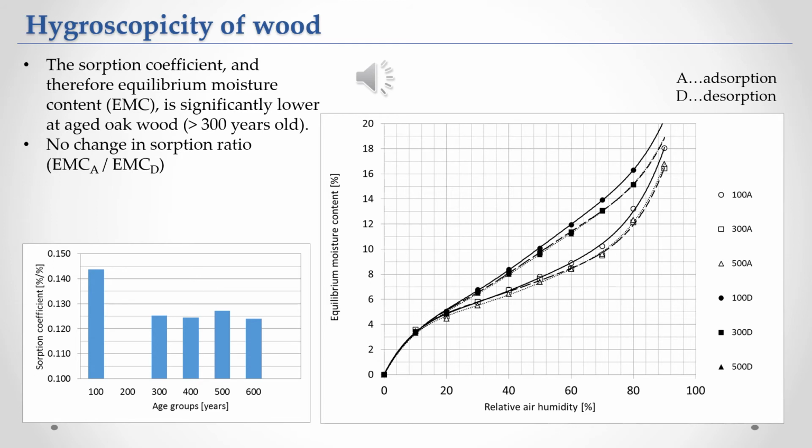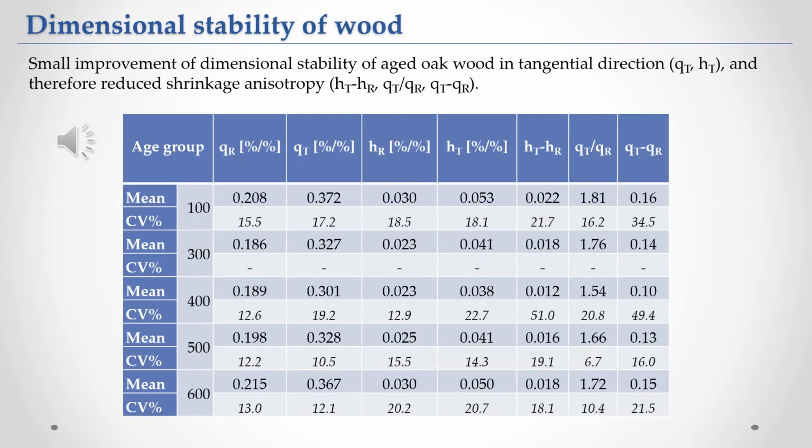The results also showed that the aged oak is less hygroscopic than the recent wood. The absorption coefficients of aged wood, groups 300 to 600, were on average significantly lower. The same was found also in absorption isotherms. We also confirmed a small improvement of dimensional stability of aged oak in tangential direction and therefore reduced shrinkage anisotropy.